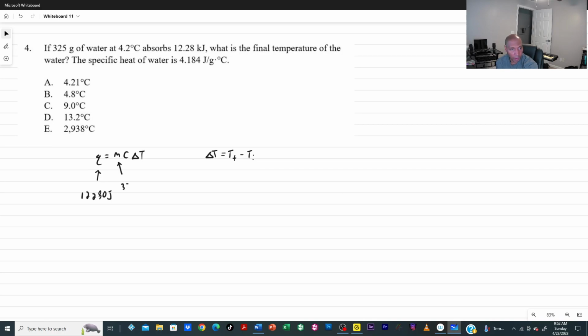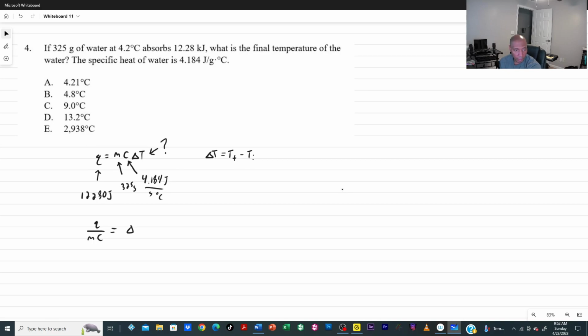Okay, so let's see what we have to work with. Q is going to be 12,280 joules. Your mass is going to be 325 grams. Specific heat is 4.184 joules per gram per degree Celsius, and of course delta T is what we're trying to find.